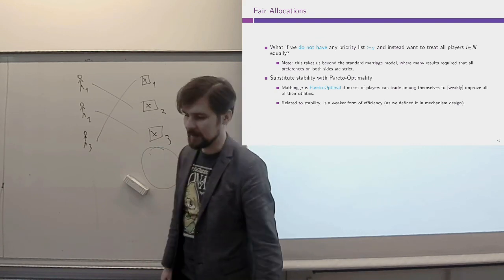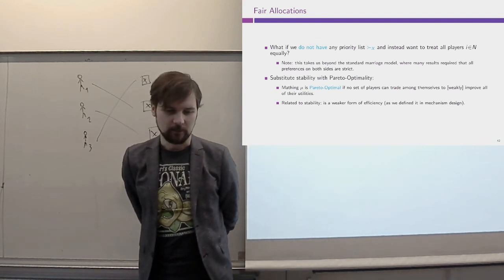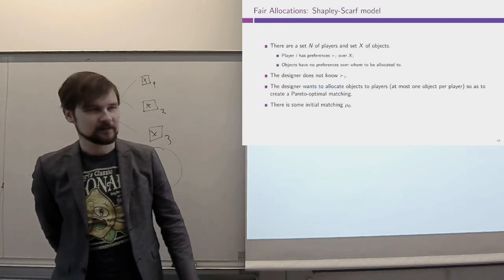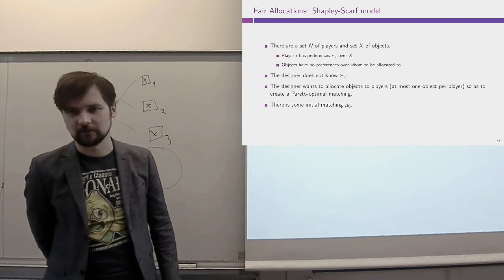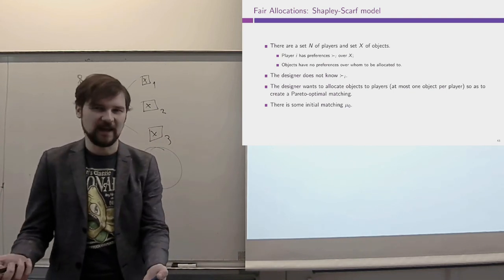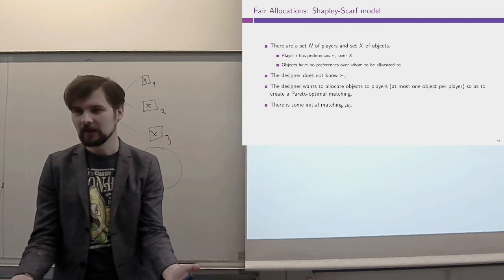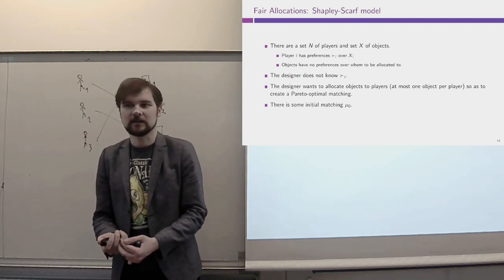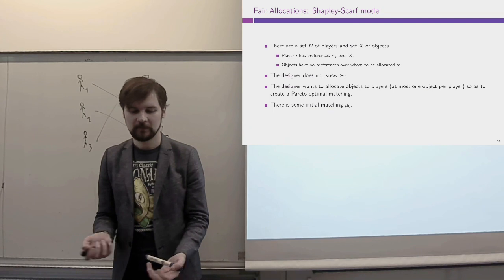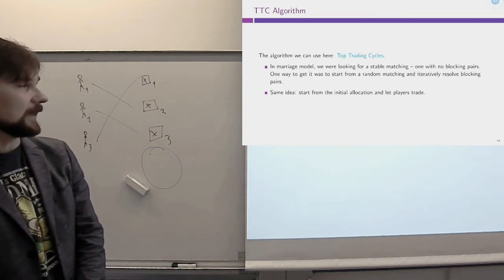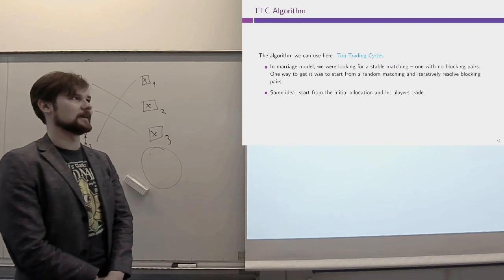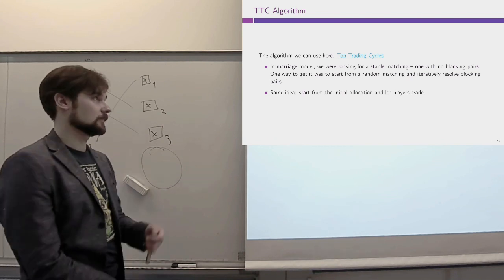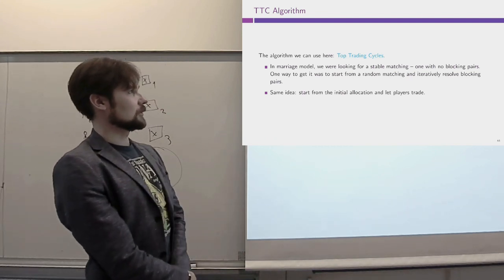So we have this total indifference on one side, and we want to do something that's kind of fair. Another thing that we will assume for now is there is some initial matching mu zero. You can think of it as, again, we allocated items initially at random. Or maybe players came to us having some initial matching and they asked us to rematch them in an optimal way. And that's what we do. So the algorithm that we can use here is another algorithm that is quite popular in matching literature and in matching applications, so I wanted you to be familiar with that. It is called top trading cycles.